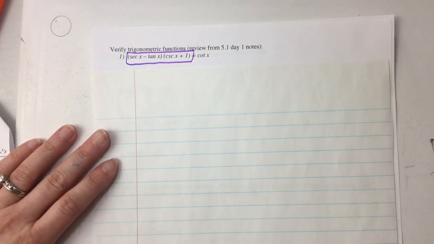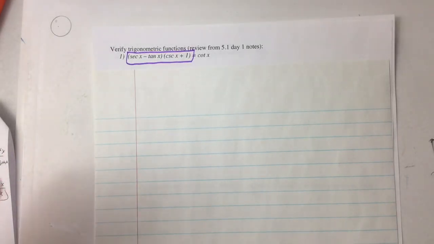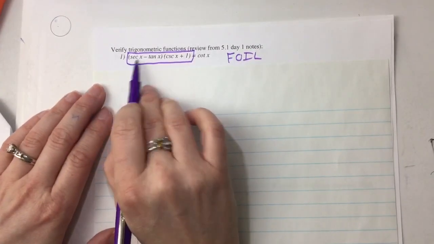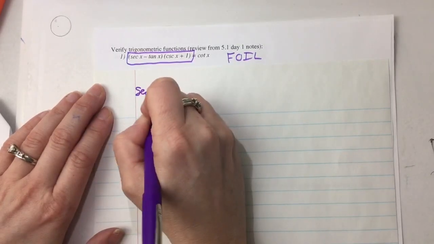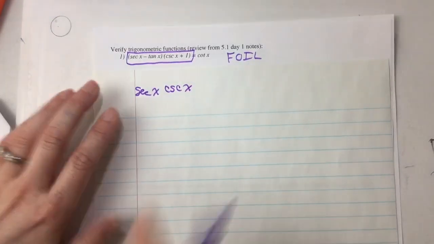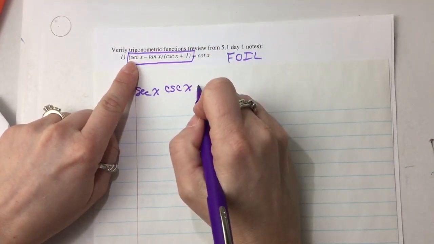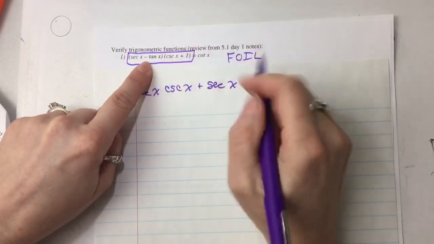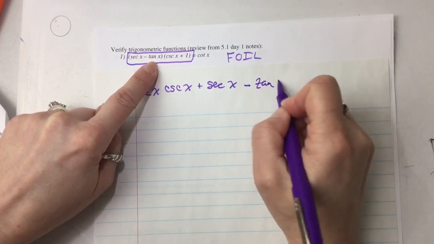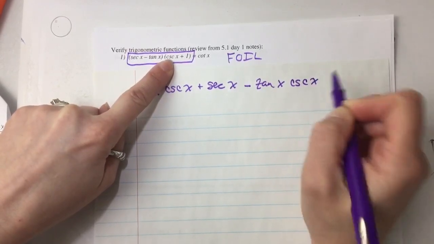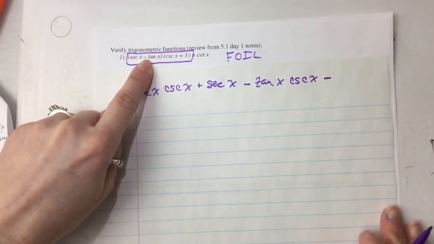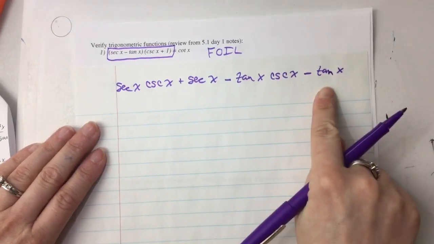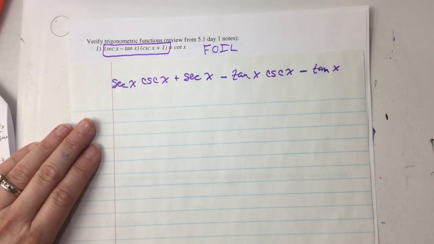If you have 2 binomials that contain trig functions, you can FOIL these. Secant of x times cosecant of x is secant of x, cosecant of x. Outside, 1 times a secant of x is secant of x. Inside, negative times a positive is negative: tangent of x times a cosecant of x. Negative times a positive is a negative: tangent of x times 1 is a tangent of x. I need to work with this until I get it to equal just a cotangent. So it's kind of fun.